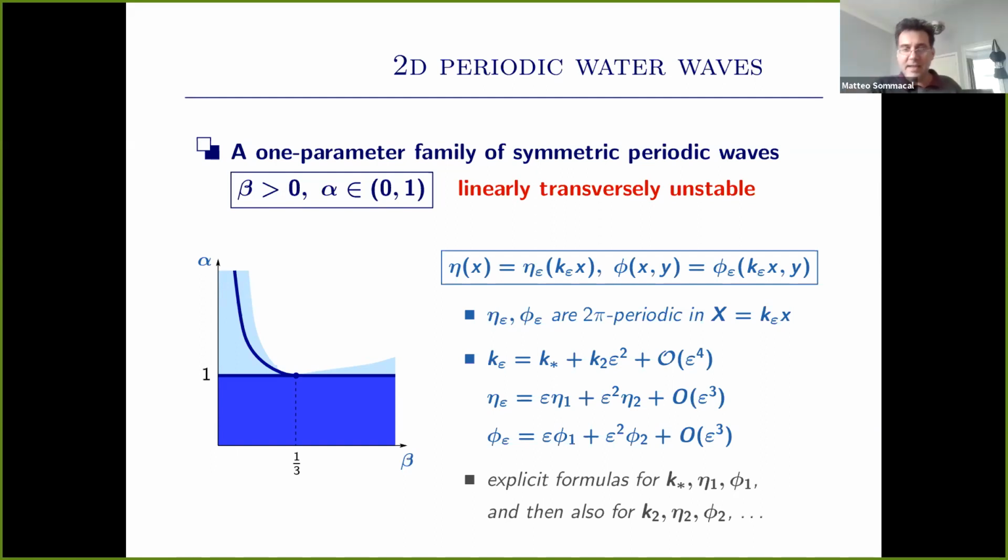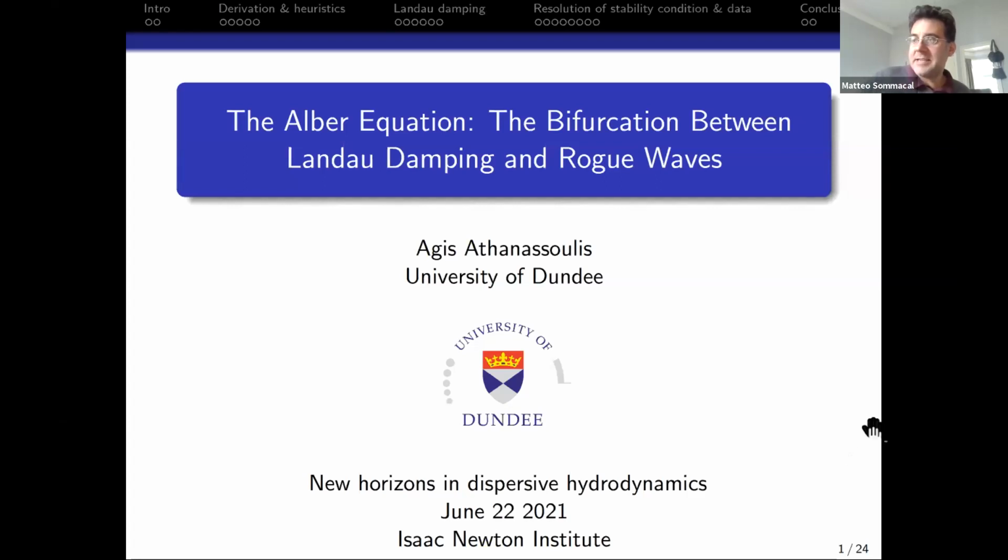Okay, so I think that we can move to the next speaker. Thanks again, Mariana. Thank you. Our next speaker is Akis Athanasoulis, and he will talk about the Alber equation, bifurcation between Landau damping and rogue waves. The stage is yours. Great, thank you very much.